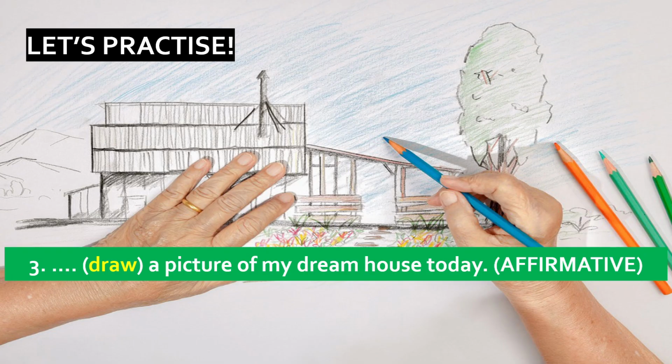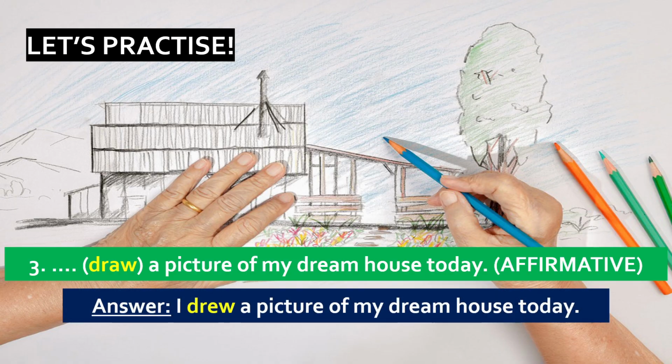Next, number 3. The verb given here is draw, and we are going to write an affirmative sentence here. So means that we don't have to use the keyword didn't. We need to change draw into past simple. Draw is an irregular verb, so the answer here is draw becomes drew. I drew a picture of my dream house today. So you really drew the picture.